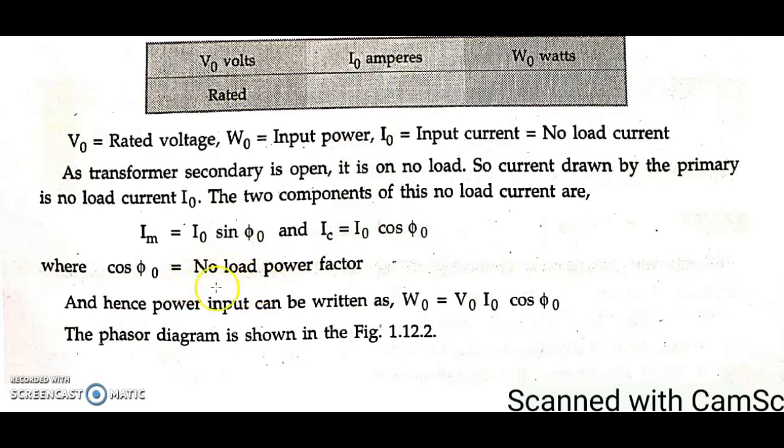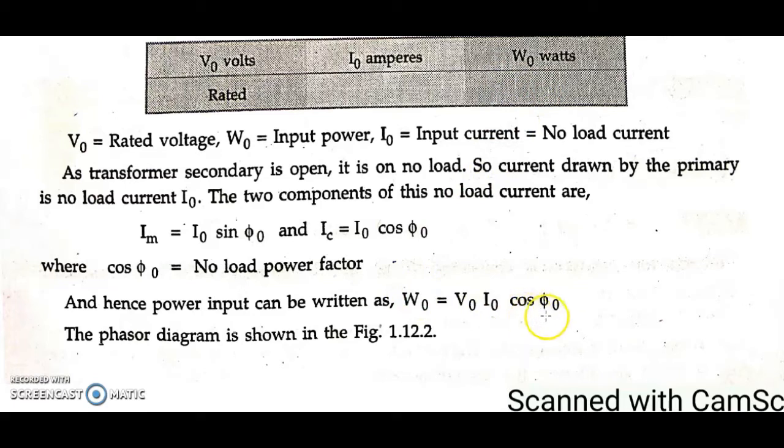No load power factor. Because whatever wattmeter we connected is in the primary, whatever power factor is read is with respect to the primary winding, the no load power factor. Next, hence power input can be written as, this is the watt formula, VI cos phi. To be precise, here we put the no load input power, W0 equals V0 I0 cos phi naught. So V0 you will know, I0 you will know, and W0 will be read on the wattmeter.